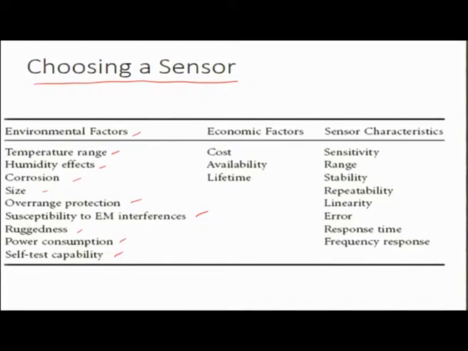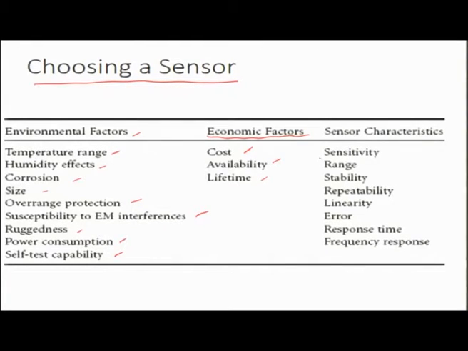There is also a set of factors about the economic viability or feasibility of the choice that you are making in terms of a sensor. It could be in terms of cost, availability, lifetime of the sensor. There are also characteristic based choices.